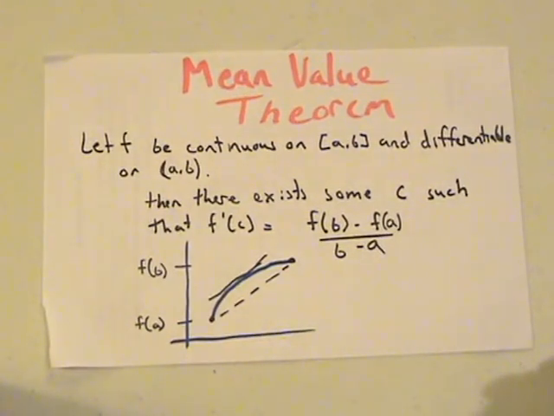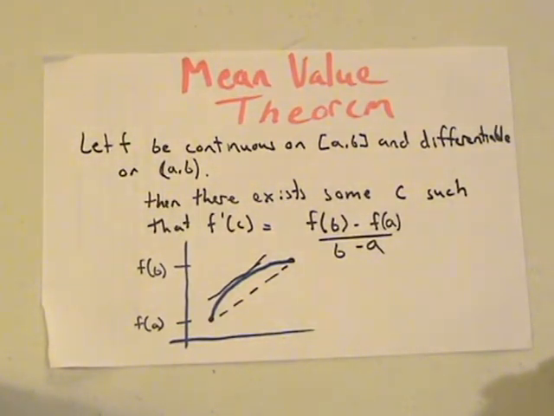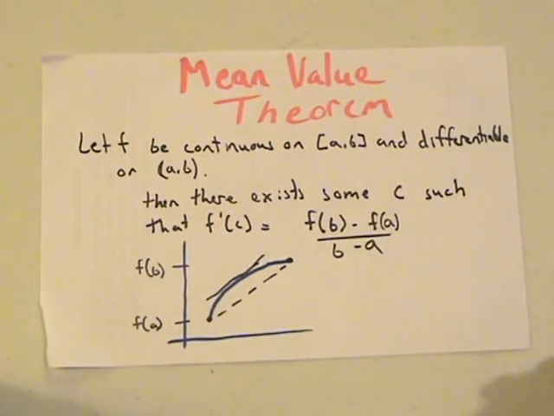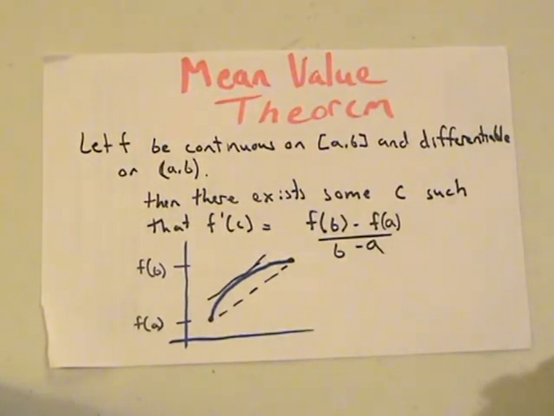Alright, so this is section 2 of chapter 3, and it's the mean value theorem. This is how it's stated. If f is continuous on the closed interval and differentiable on the open interval, then there exists some c such that f of c is equal to f of b minus f of a over b minus a.